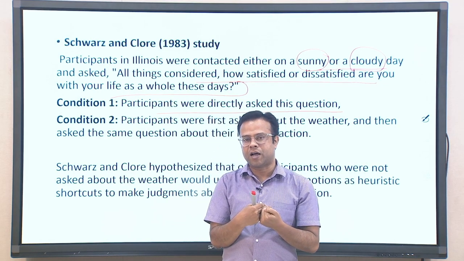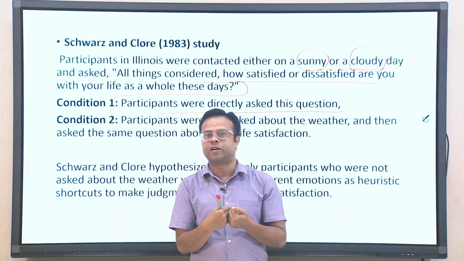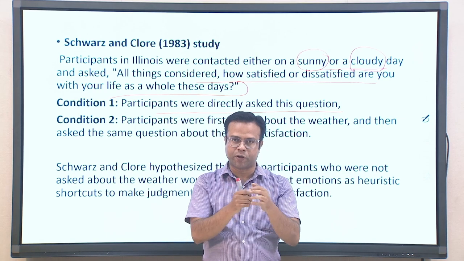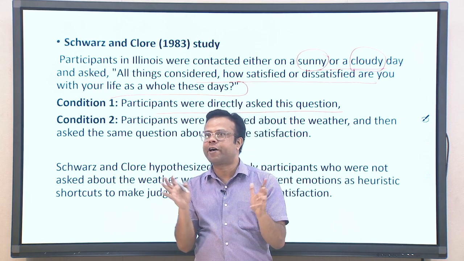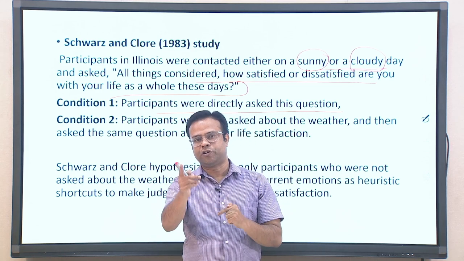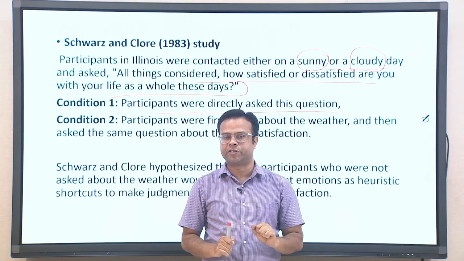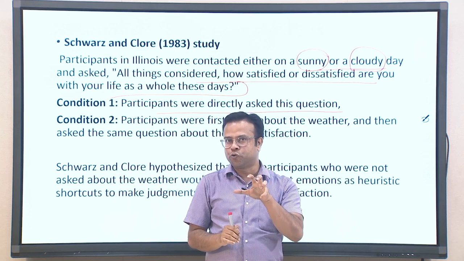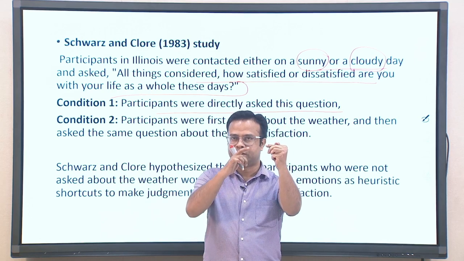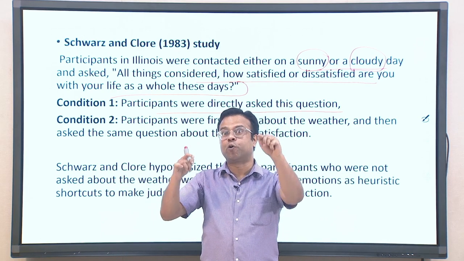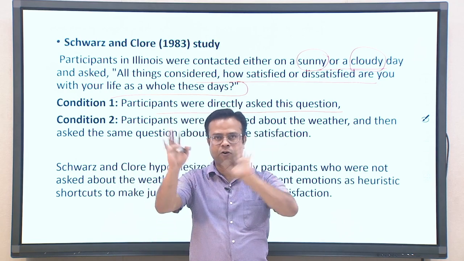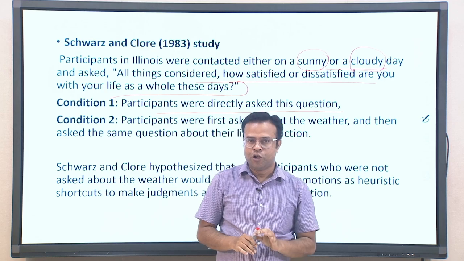In the other condition, the participants were not directly asked this. They were first asked about the weather. So, how is the weather today? The participants became aware of the weather around them, and then they were asked this question, all things considered, how satisfied or dissatisfied are you? So, in condition 2, the participants were first made aware of the weather, that they may be feeling good or bad because of the weather. So, it was made explicit in the second condition. In the first condition, they were not asked at all about the weather.